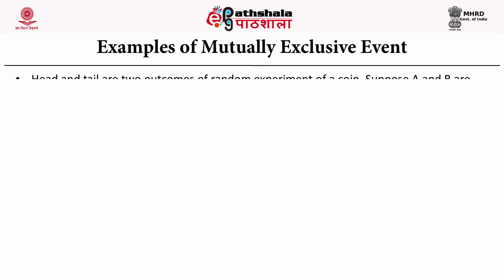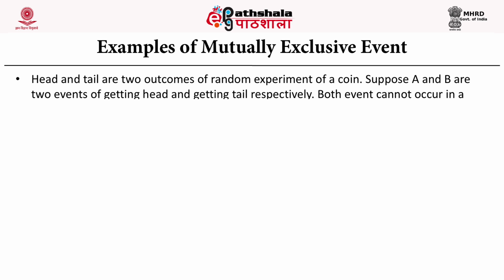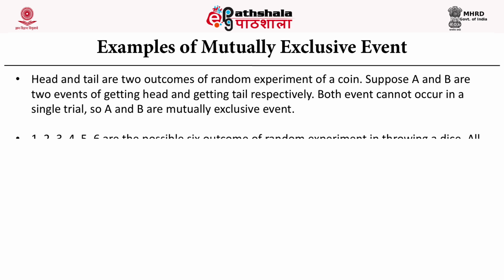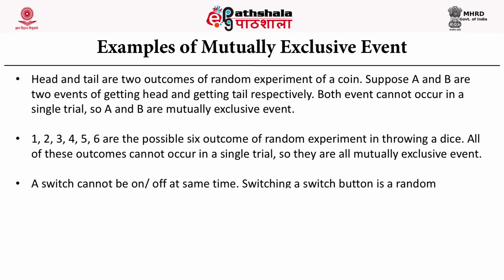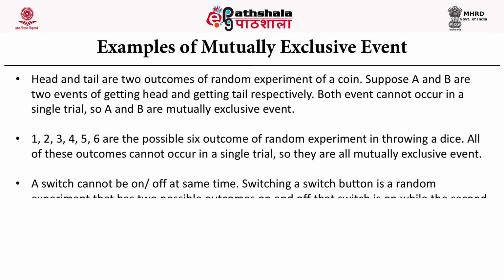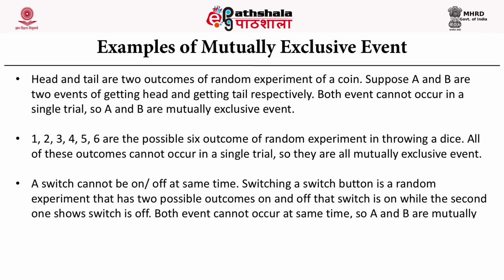Some examples of mutually exclusive events are: head and tail are two outcomes of the random experiment of a coin. Suppose A and B are two events of getting head and getting tail respectively. Both events cannot occur in a single trial. So A and B are mutually exclusive events. Second, if we have 6 outcomes of the random experiment of throwing a dice, all these outcomes cannot occur in a single trial. So they are all mutually exclusive events.